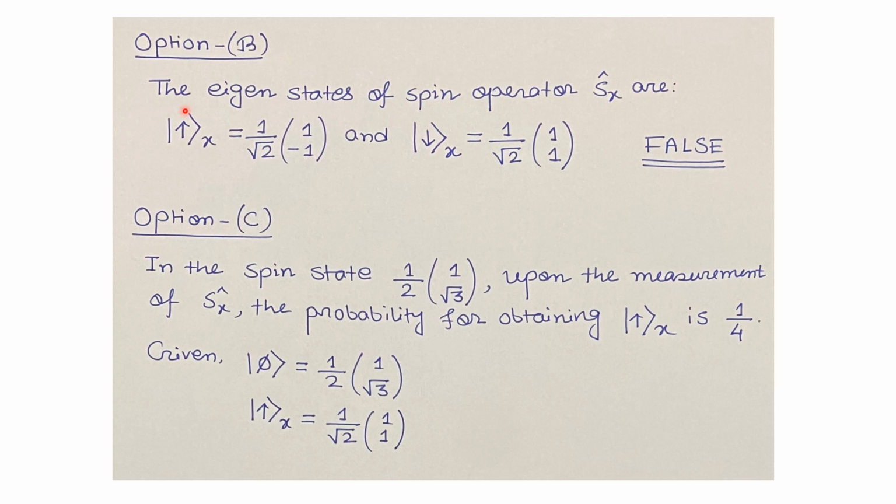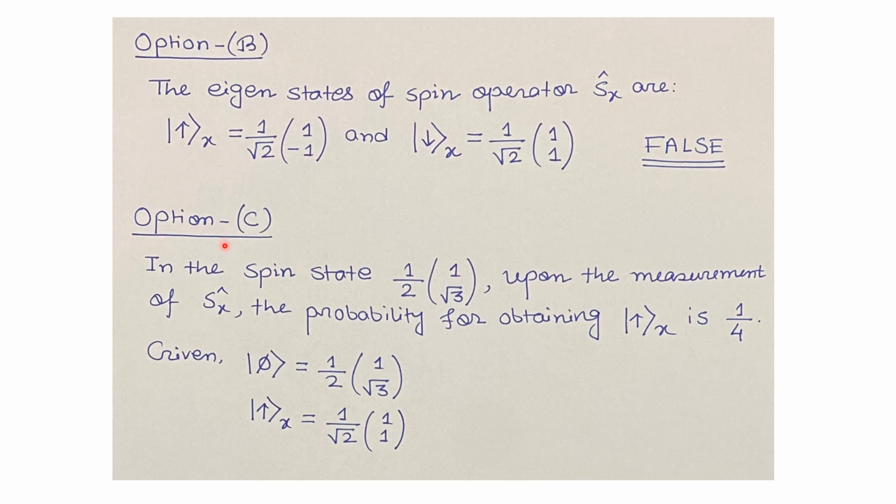Now option B says the eigenstates of the spin operator Sx cap are, for up spin, 1 by root 2 times the column matrix (1, -1), and for the down spin, 1 by root 2 times the column matrix (1, 1). So this is also false because for up spin it will be 1 by root 2 times the matrix (1, 1), and for down spin it will be 1 by root 2 times the column matrix (1, -1). So option B is false in this case.